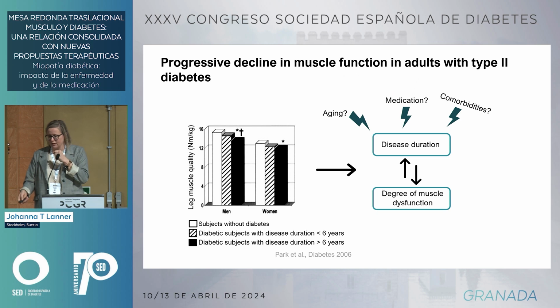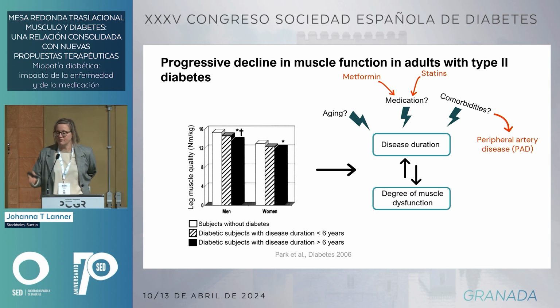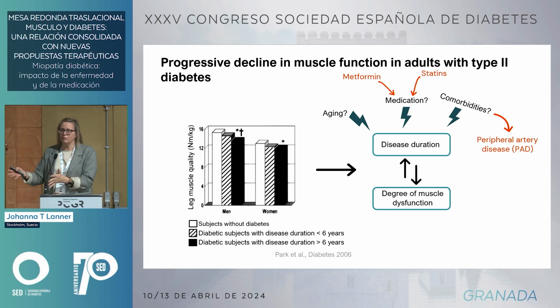When it comes to medication, we know that, for example, metformin and statins can cause severe muscle problems, and metformin has been shown to decrease the exercise response. And when it comes to comorbidities, one example that I will talk more about is peripheral artery disease, which clearly negatively impacts muscle function. So all of this combined will, of course, lead to the decline in muscle force that you have. But as a researcher, we have to take one step at a time. So we focus lately on peripheral artery disease.